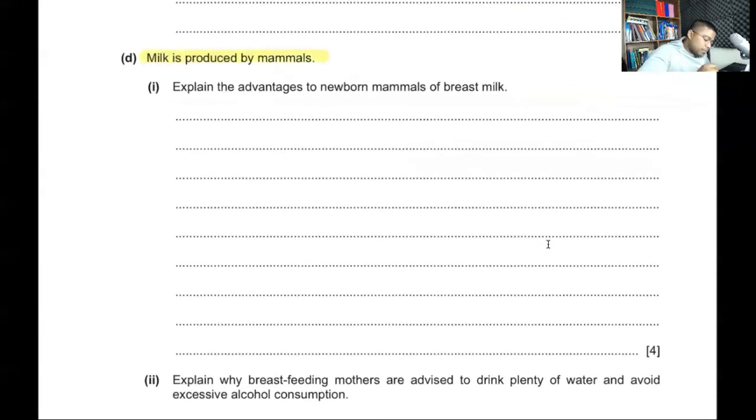Milk is produced by mammals. Explain the advantages to newborn mammals of breast milk. So guys, breast milk contains antibodies and provides protection against pathogens. Breast milk is easy to digest, does not contain any additives as well. Breast milk is sterile and delivered at correct temperature directly from the mother. Breast milk does not require any preparation and it is free. Breast milk also increases the bonding with mother. So that's one of the advantages that needs to be considered.